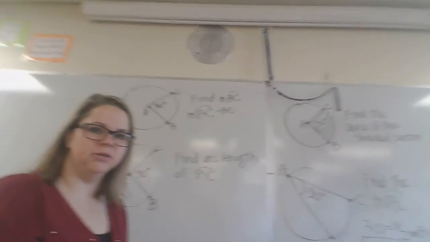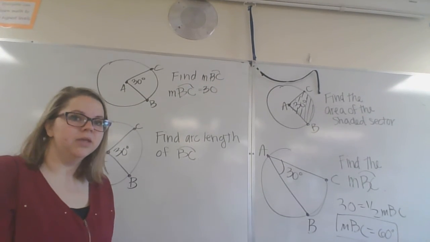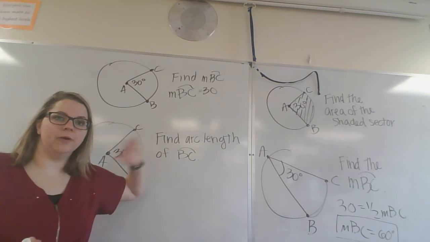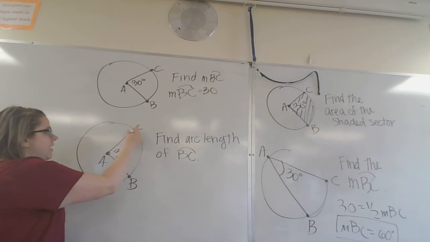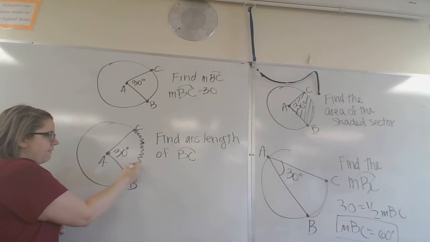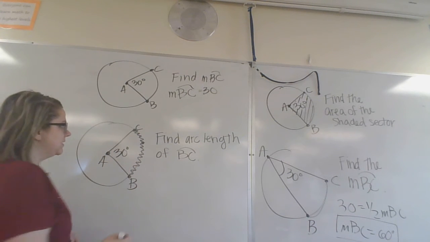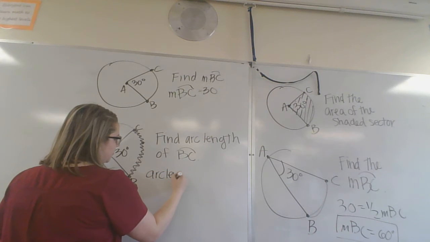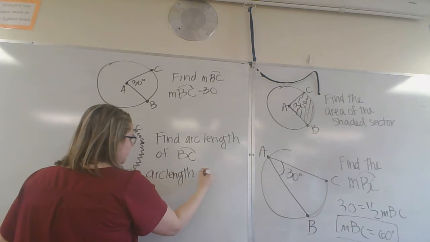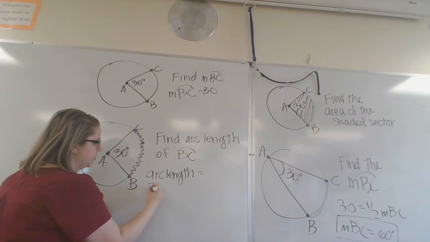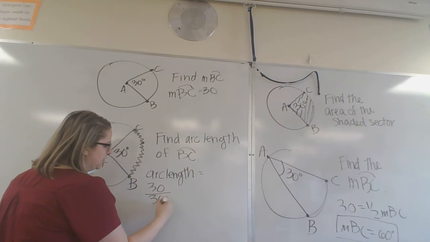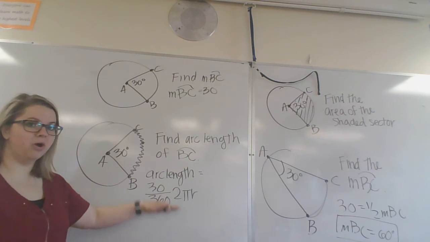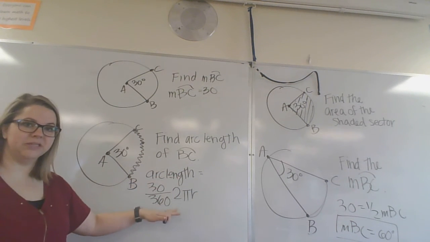Okay, let me do that over just a bit. There we go. Sorry. Okay, so now when it says find the arc length, that's when we're wanting to find the length of this. That is part of circumference. So to find the arc length is equal to 30 degrees over 360, and then your circumference 2 pi r. So this is one that has a pi, arc length means pi.